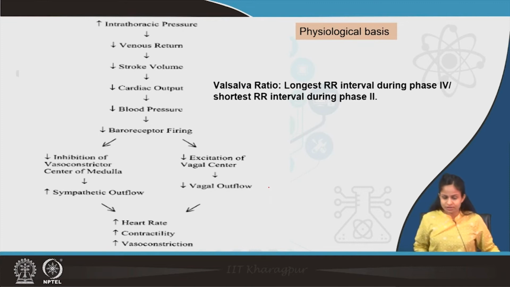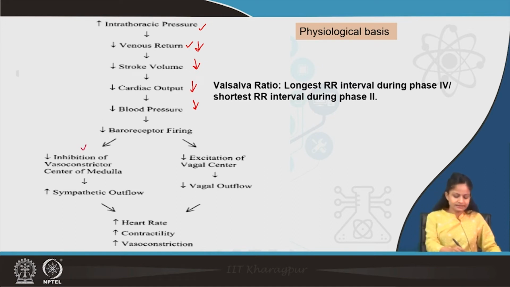The physiological basis of the Valsalva maneuver I had already discussed. The increased intrathoracic pressure is giving rise to decreased venous return, decreased stroke volume, decreased cardiac output, and hence decreased blood pressure. Because of the decreased blood pressure, there is no stimulation of the baroreceptors, there is no firing from the baroreceptors. So, the vasomotor center is active. So, there is no inhibition of the pressor area, there is no inhibition on the constriction.